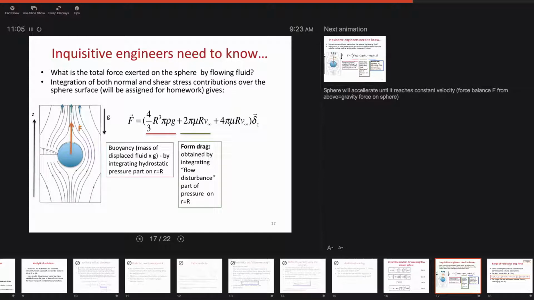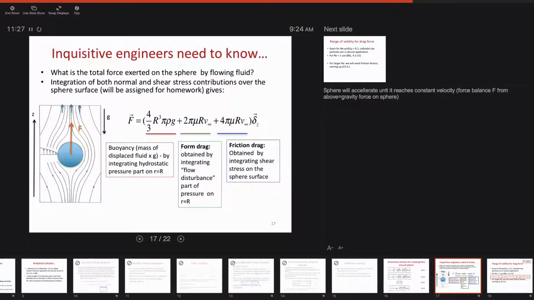Okay? There's pressure, which is my standard rho gz, and then there's a flow disturbance part of the pressure field. So if I think about the pressure field, there's a pressure field that was there before having a sphere, and then there's a disturbance from that sort of equilibrium once I place the sphere in there. And when I integrate that difference, I will get this so-called form drag. And then the last piece is actually friction drag, and that's what you get by integrating the shear stress around the sphere. So these three components, and specifically, buoyancy is something that you've probably done in high school already.